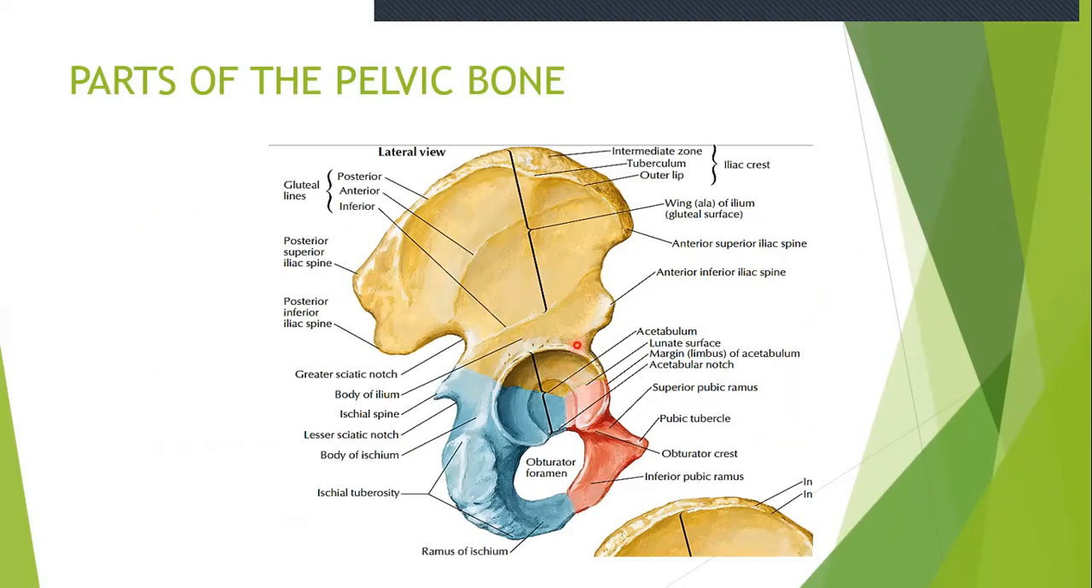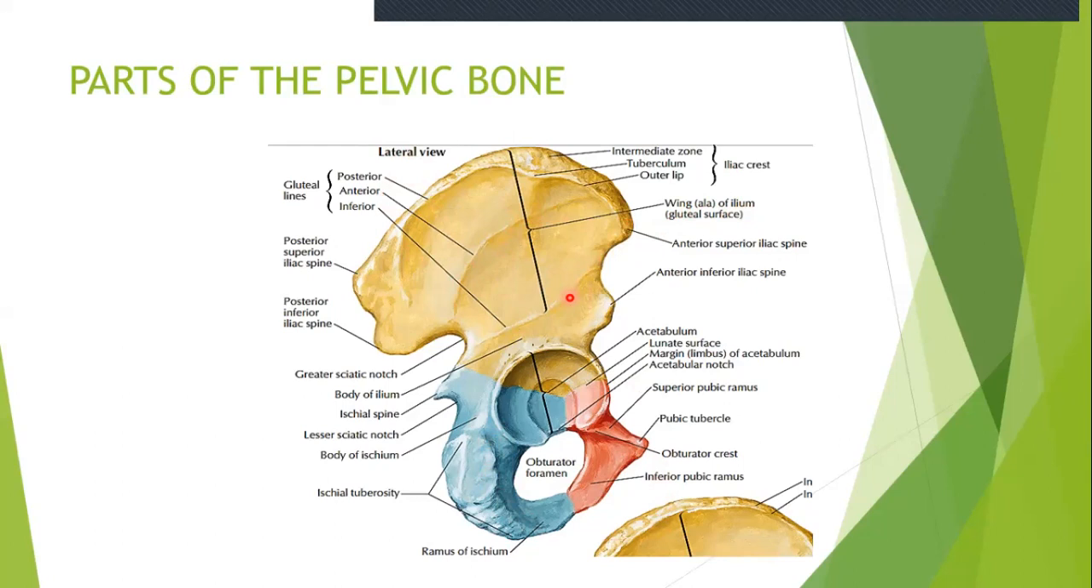Now, here I have colored them out. In this color, this is the ilium, this is the ischium, and this is the pubis. You can see it has several parts. This is a lateral view, as you can see here. Now this ilium, this surface is known as the gluteal surface, or the ala, the wing of the ilium.